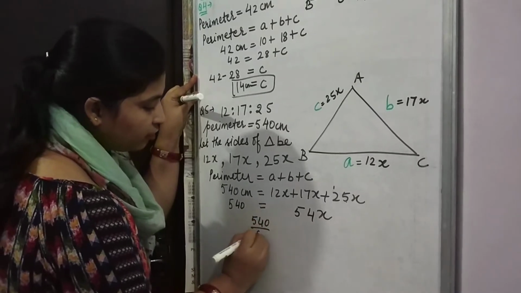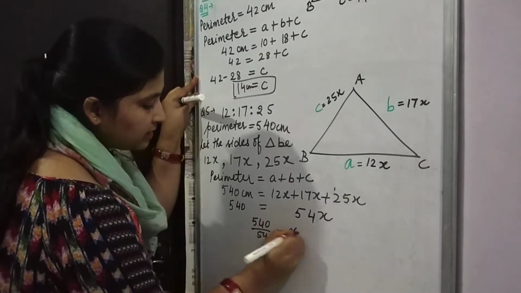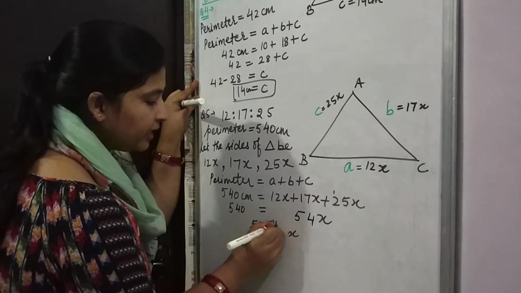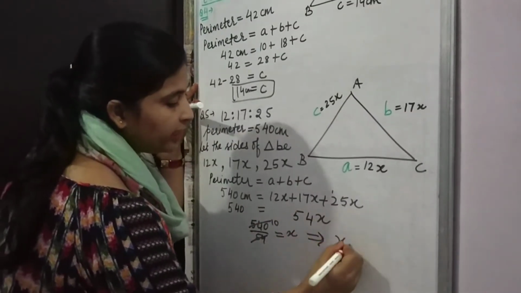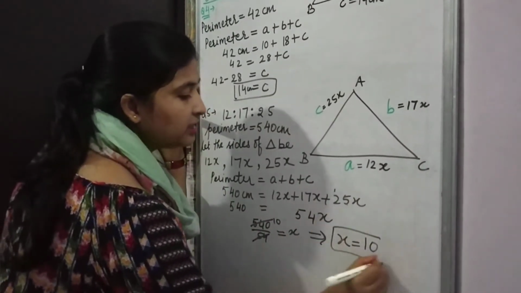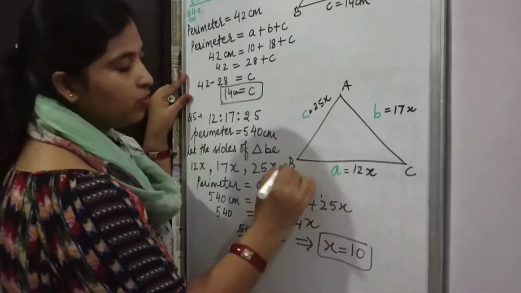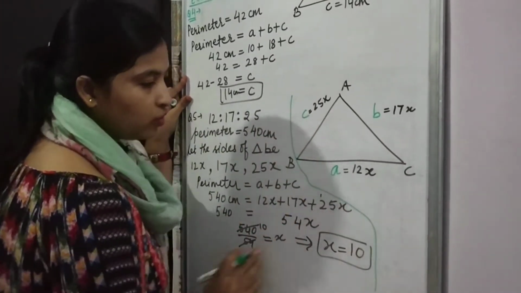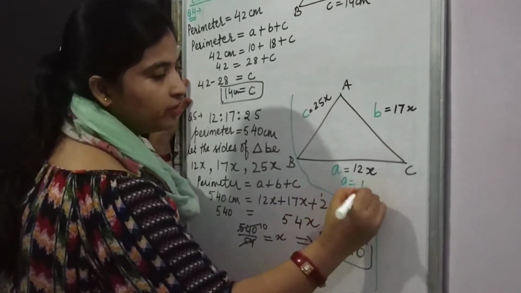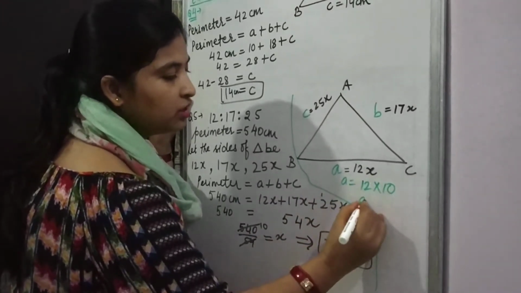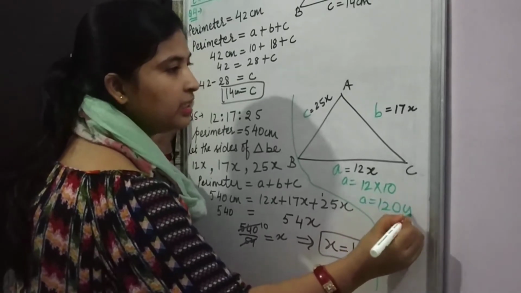So can I say it is 540 divided by 54, that is your x. Cancel it. What are you getting? 10. This implies the value of x is 10. Now by this I think you can find the value of a. a will be 12 into 10, that is how much? 120 centimeter.